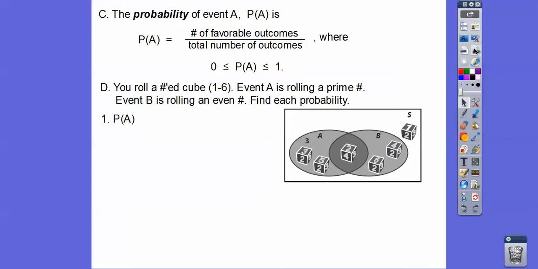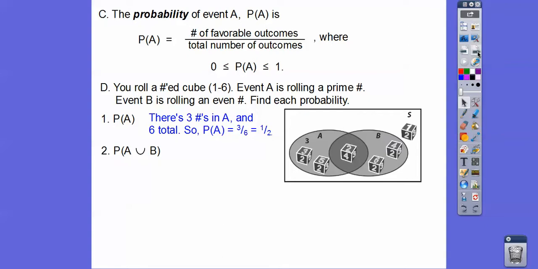So to find the probability of A, remember, the top number is the favorable outcomes. There's 3 numbers that are in circle A out of 6. The bottom number is always your total number of outcomes. So it's going to be 3/6, which reduces to 1/2.